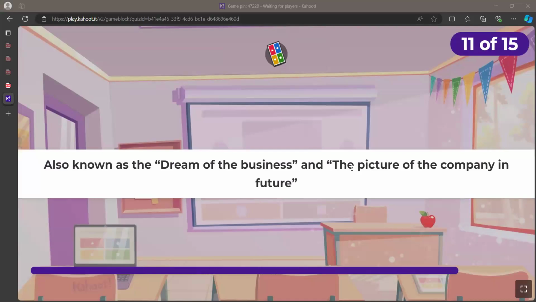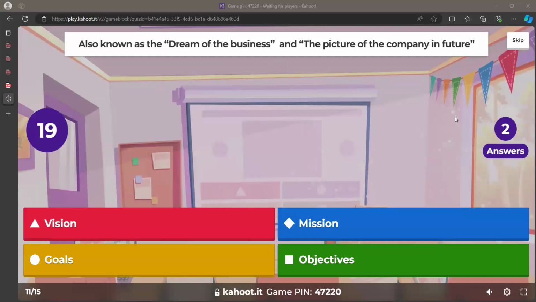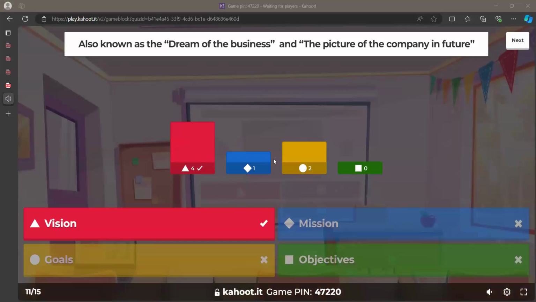Also known as the dream of the business, the picture of the company in the future, which statement actually explains? Good. Answers are here on the screen, dear. Now you have to come back to the screen. Now you are in the Chrome. In the Zoom only, I think you can read the questions. But to answer the questions, you have to go to the web browser, the Chrome or any web browser that you use. Okay, I'm not going to show who is at the top.